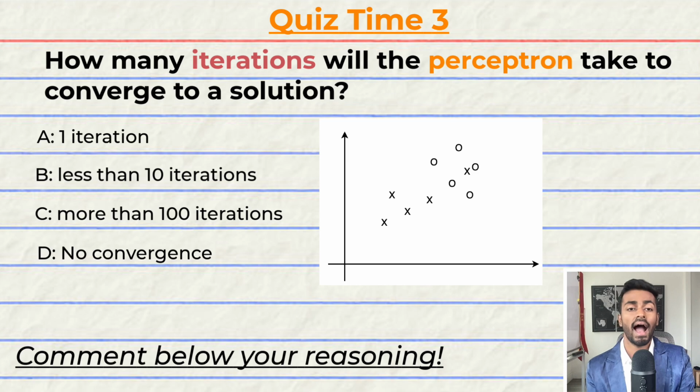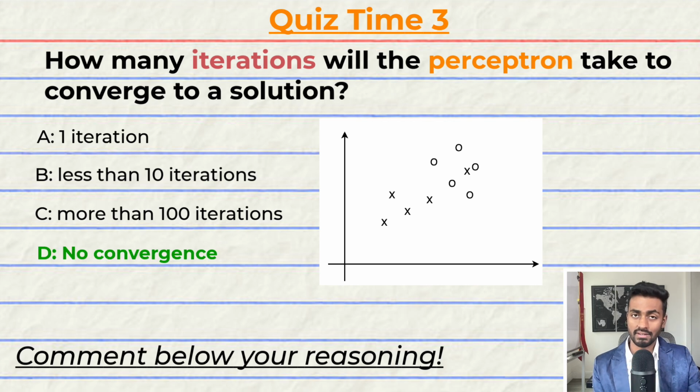Quiz time! Ooh, this is going to be a fun one. How many iterations will the perceptron take to converge to a solution? A, 1 iteration. B, under 10 iterations. C, over 100 iterations. Or D, the perceptron will not converge. I'll give you a few seconds to answer this question. Now, the correct option is D, but can you tell me why?